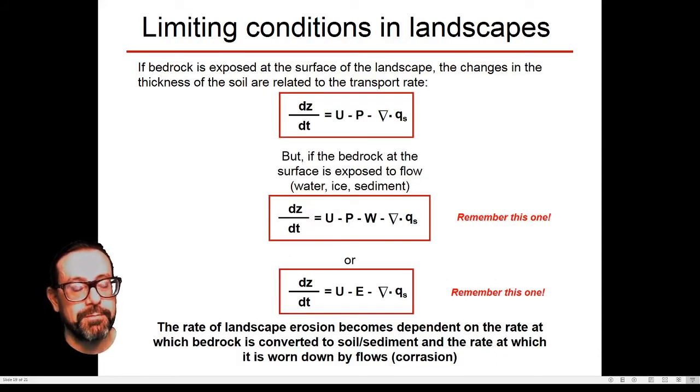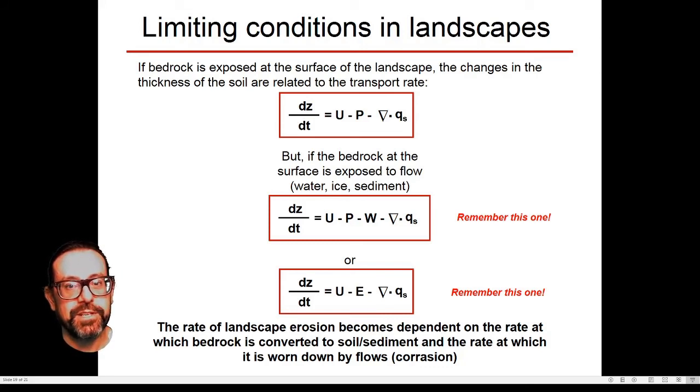So there is a third type of landscape that is important for us to understand. If bedrock is exposed at the surface, the changes in the thickness of the soil are related to the transport rate. But if bedrock is exposed at the surface to flows, water flows, ice flows, or sediment flows, we modify our generalized continuity equation to include two things. One is the soil production rate, which was in the generalized continuity equation before, but we add another term there, which is meant to represent the wear rate of the landscape.